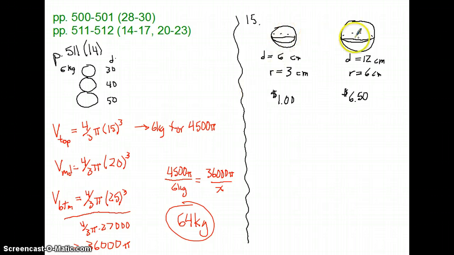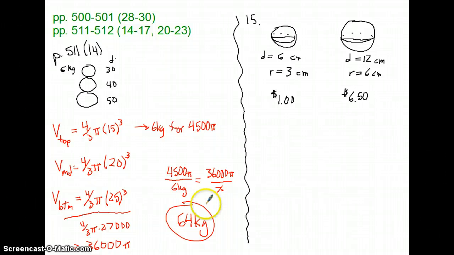Okay, so we have two balls of string. One has these dimensions, 3 centimeter radius, costs $1. This one has a 6 centimeter radius and costs $6.50. Now you could do this in the similarity way. You could say, well, since these lengths are doubled, the volume should go up times 8. So the cost should be a measure of volume, and $1 times 8 would be $8. This is the better deal because it's less than $8.